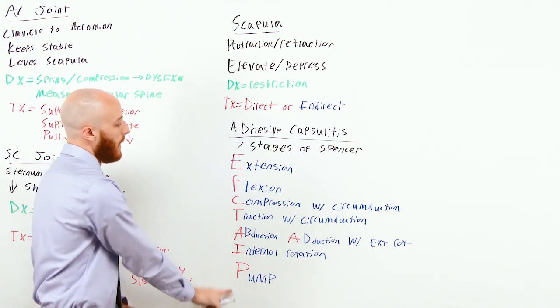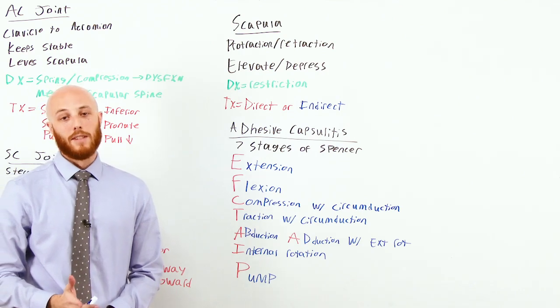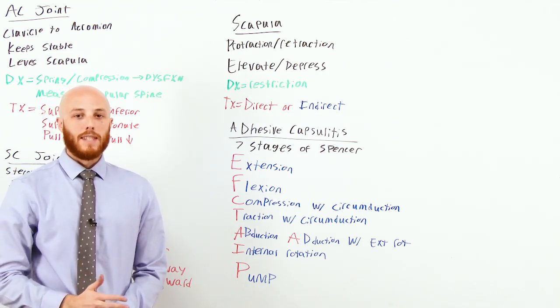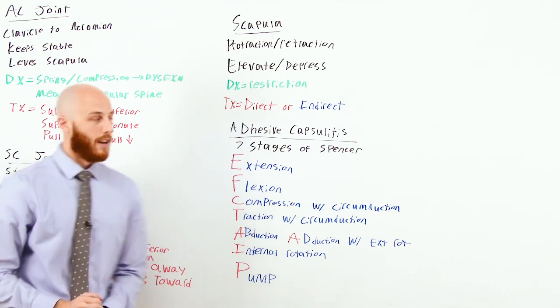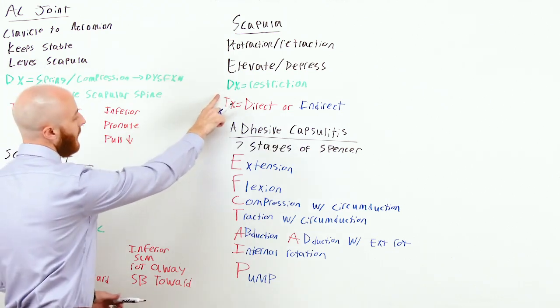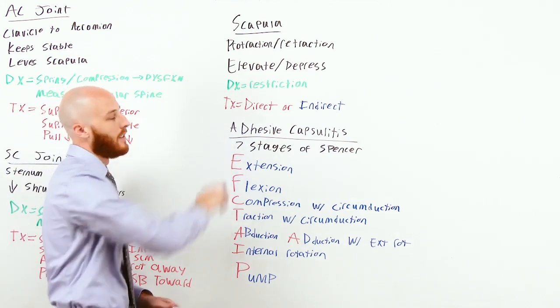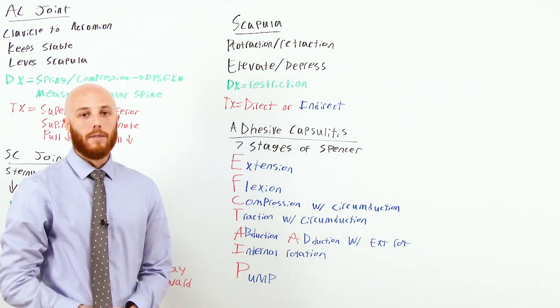So just remember the mnemonic, you'll get the question right, and you can probably use this to treat some patients too. So this is the end of the first lecture of the shoulder area. We went over the AC joint, the SC joint, the scapula, and the 7 stages of Spencer for adhesive capsulitis. And that's OMM of the shoulder region.